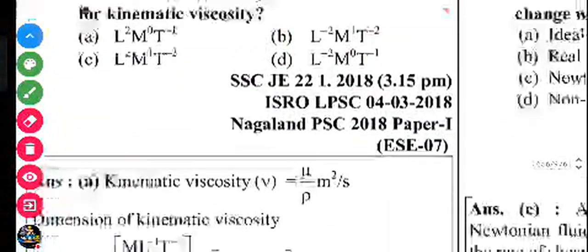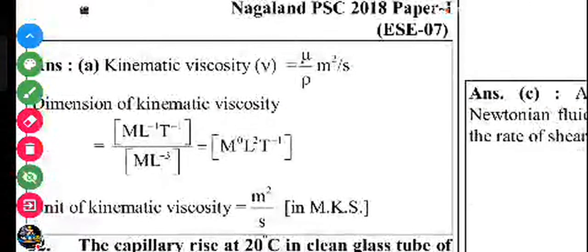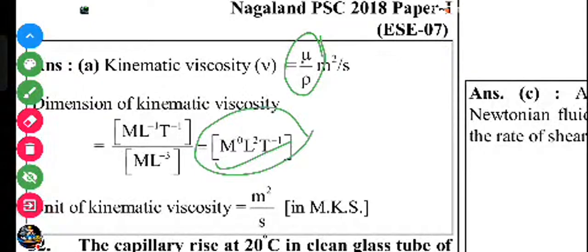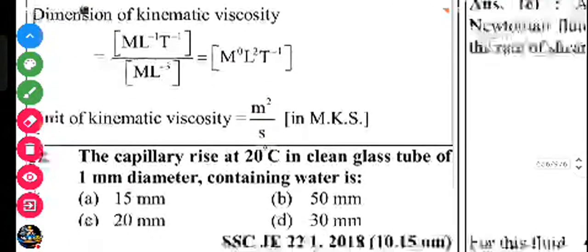Still, let's look at the explanation. Here is the explanation of this question. Kinematic viscosity equals dynamic viscosity by density, M⁰ L² T⁻¹. Next question.